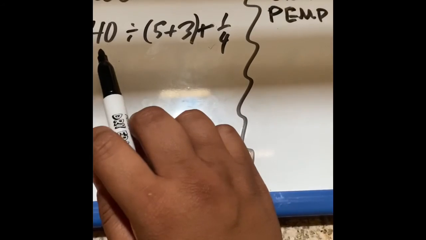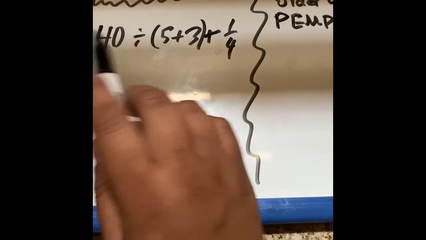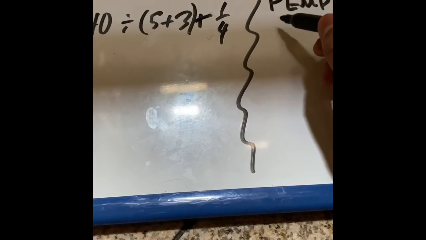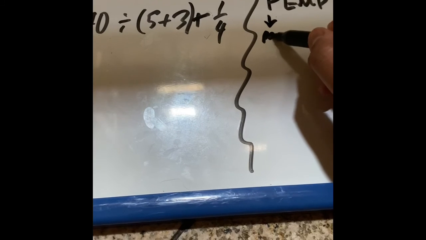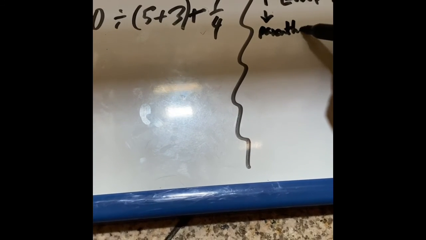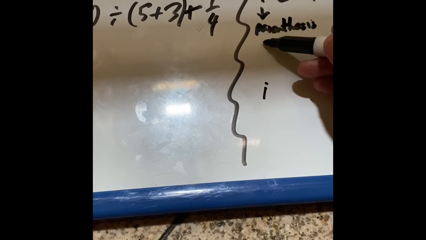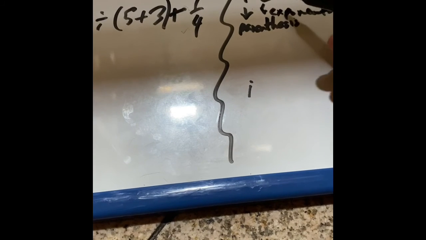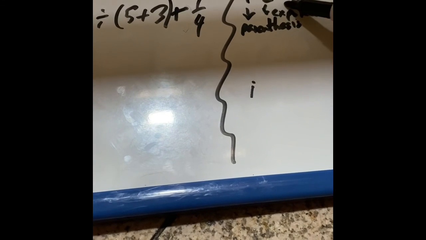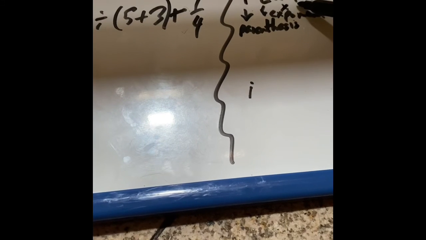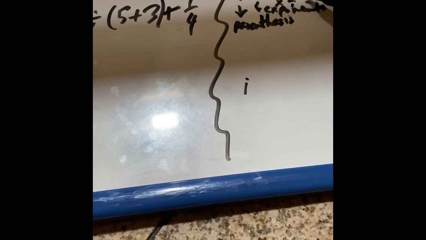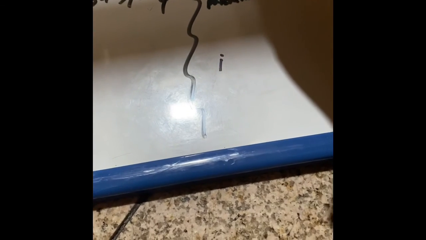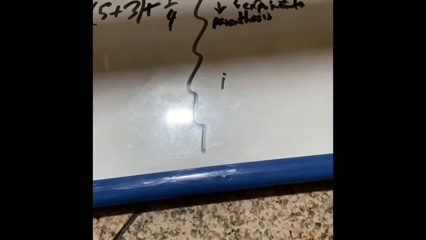Order of operations. We have, again, 40 divided by, open parentheses, 5 plus 3, plus 1/4. So if you know what the P stands for, you know that it stands for parentheses. Sorry, my handwriting is horrible. The E stands for exponents. M stands for multiplication. I'm just going to put an X for multiplication. D for division. I'm going to use the symbol. A for addition and subtraction. We'll focus on these steps a little bit later on.